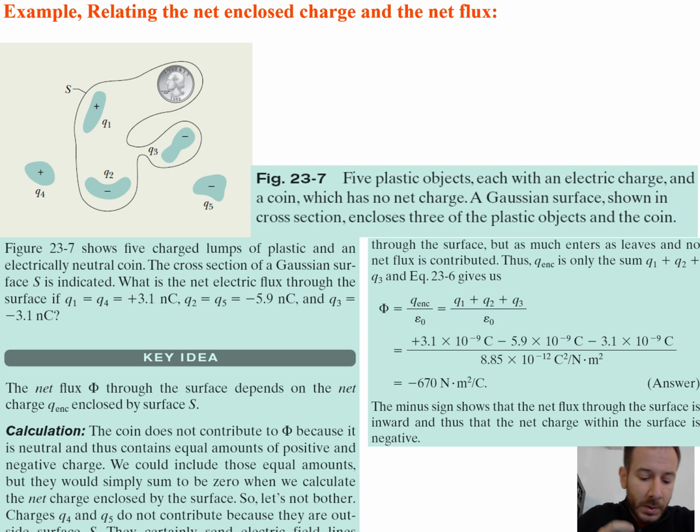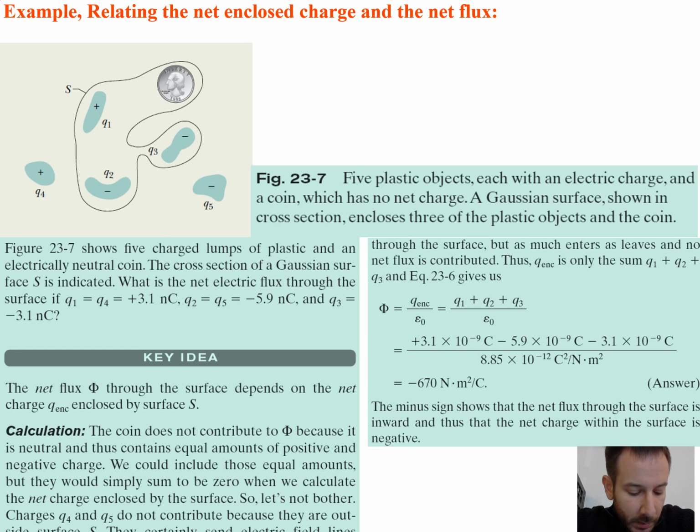Okay, so the coin does not contribute to the flux because it is neutral and thus contains equal amounts of positive and negative charges. We could include those equal amounts, but they would simply sum to 0 when we calculate the net charge enclosed by the surface. So we don't need to worry about the coin.